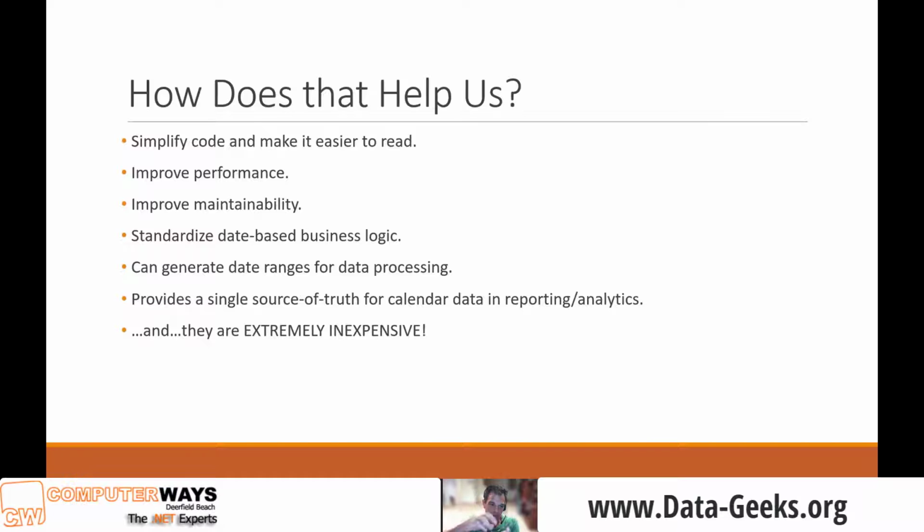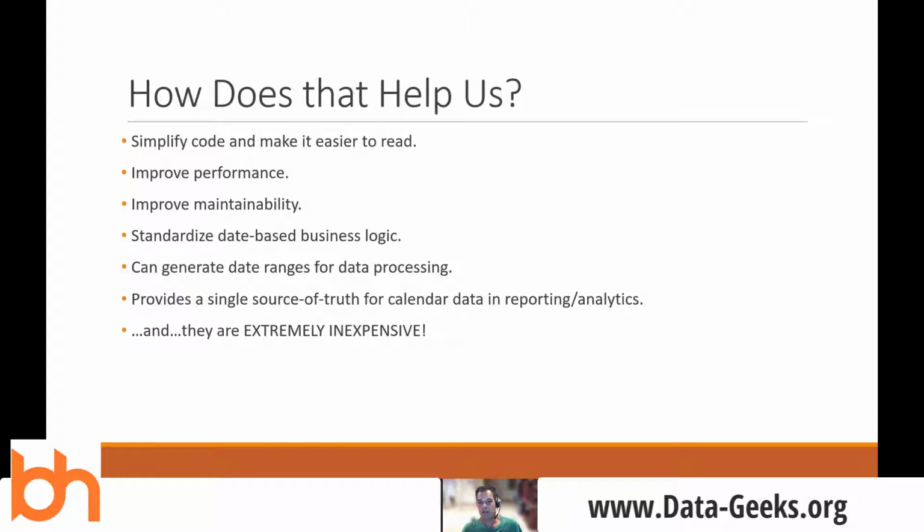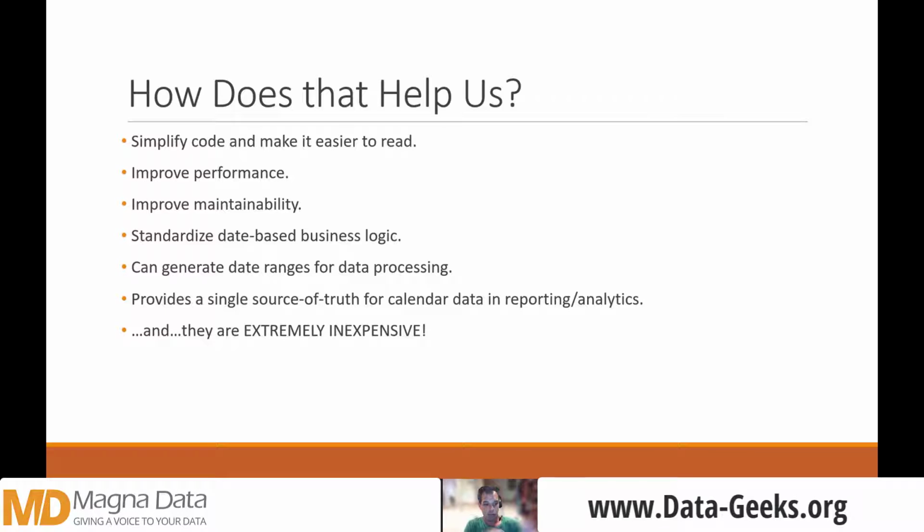You don't want to take big complicated code and copy it to 20,000 places in your app because now you've got to maintain that in 20,000 places, and it's easy to make a mistake. Certainly with code that complicated. You can standardize all of your date-based business logic and have a source of truth for it, which is huge. And you can get date ranges out of this. You can join against it and create date ranges very quickly to put a data set against if you want.